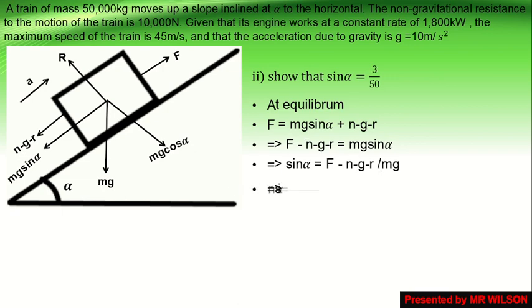Now we simplify further and replace our values for F, NGR and mg, and you see the proof will come out. We calculated F to be 40,000, minus 10,000 gives 30,000, divided by mg, which is 50,000 times 10, which is 500,000 Newton. That is m times g: the mass was 50,000 and g was given to be 10. So you have the proof come out to be 3 on 50.